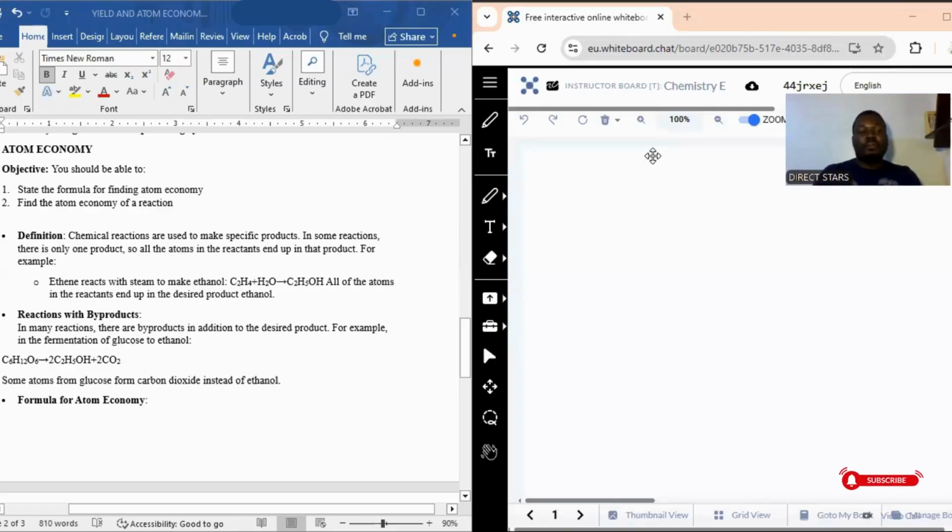However, there are some reactions that come with byproducts. So you have the desired product, and then you also have the byproducts that are formed. A good example of such a reaction is the fermentation of glucose, which will generate ethanol, which is the desired product, and carbon dioxide, which we don't want.